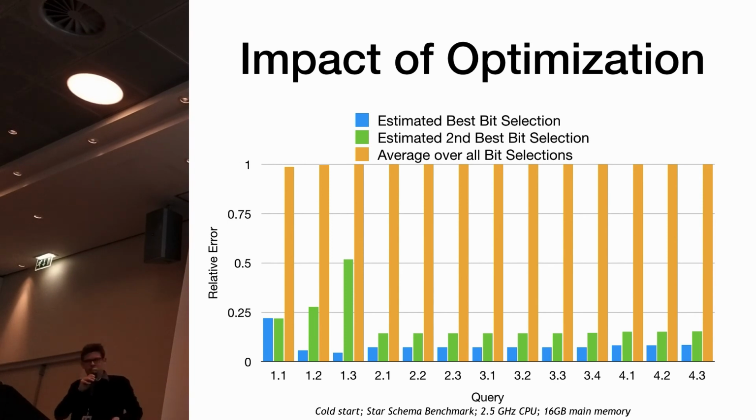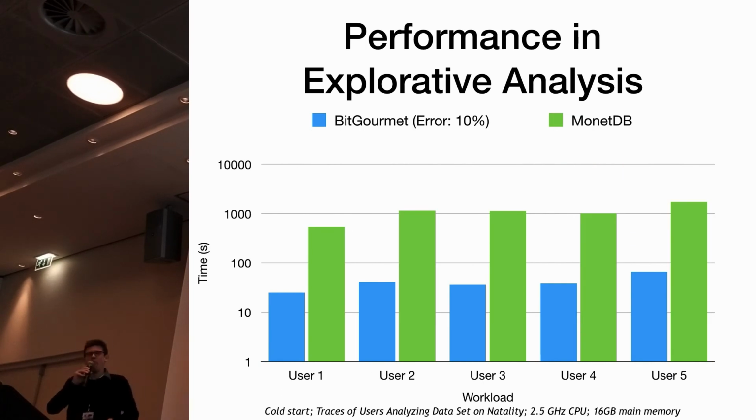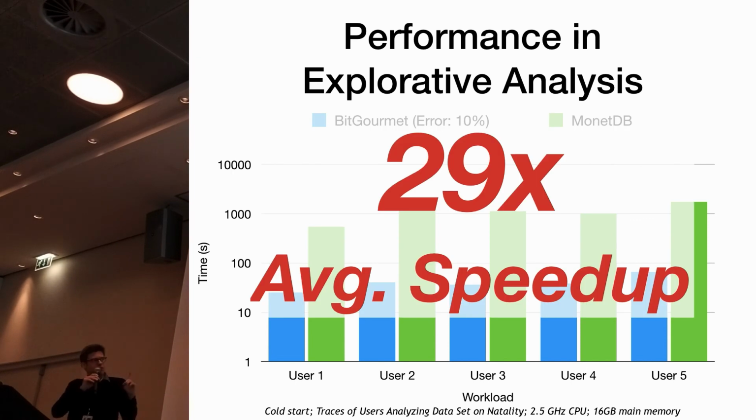bits to process. We also performed user studies in which we asked users to perform exploratory analysis on a few large data sets. And as you see here, when we compare exact processing and the time by BitGourmet for an approximation error of only 10%, then we get even higher speedups than before. And this can be explained by the fact that users often issue sequences of similar queries, and we are typically able to store the data which is relevant for those query sequences in main memory, but only if we focus on the most relevant bits.